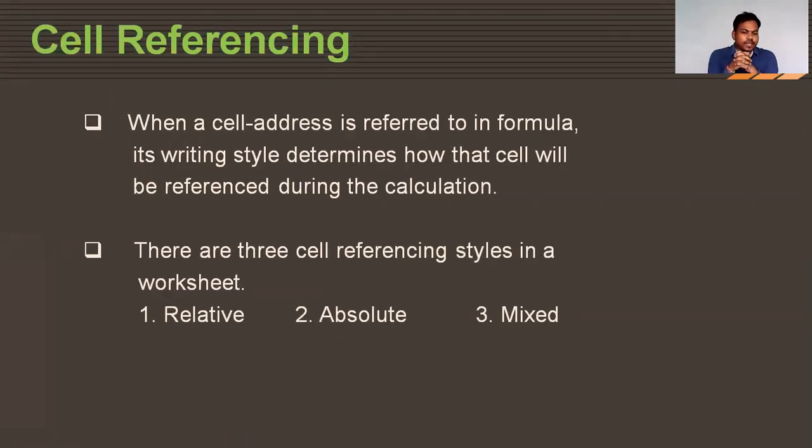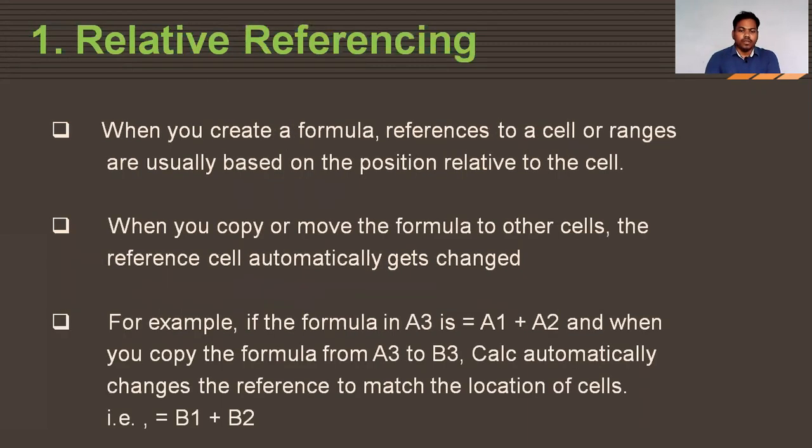So what is self-referencing? When a cell address is referred to in a formula, its writing style determines how that cell will be referenced during the calculation, right? When we write any formula, we access the values from different cells. That is self-referencing. There are 3 referencing styles in a worksheet: relative, absolute, and mixed. First, let's see what relative referencing is.